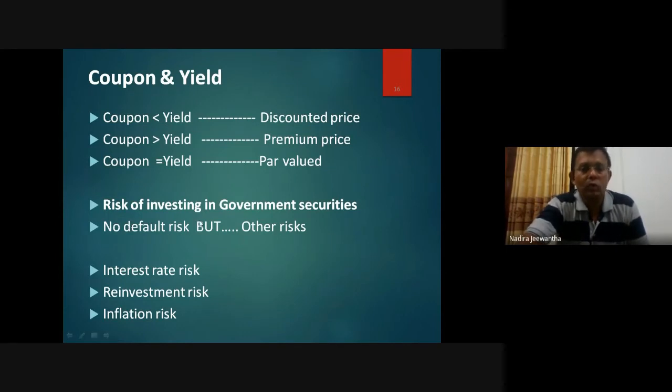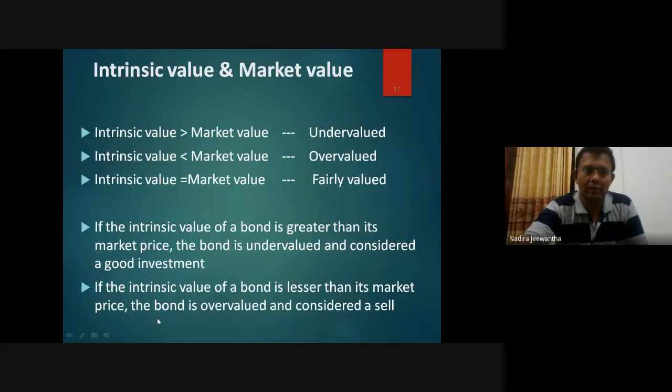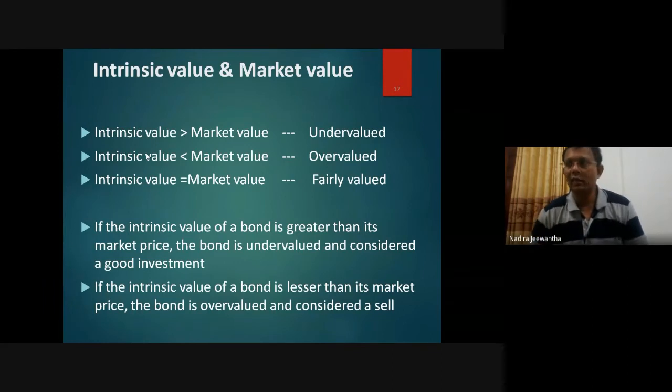Also remember the other risks. Default risk is not there in terms of common security, which we discussed. Here the liquidity risk is also there. Liquidity risk is not available in your notes, but it is also there. And this is another factor: intrinsic value. These are the terms. Intrinsic value means the true value.